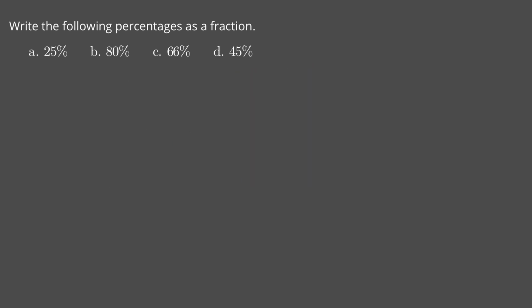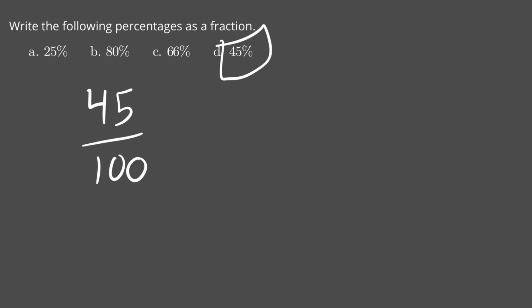And the solution for part D will be exactly the same approach. We have 45 over 100. These numbers share a common factor of 5. Simplifying, that gives us 9 over 20. And that's our final answer.